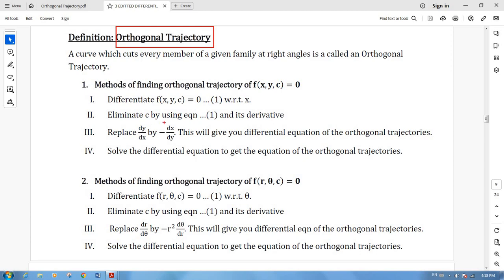Eliminate c by using equation 1 and its derivative. This is our equation 1 and here we will have the derivative. After removing the constant from these two equations, we will replace dy/dx by minus dx/dy. This will give us the differential equation of the orthogonal trajectory. Then solve the differential equation to get the equation of the orthogonal trajectory.